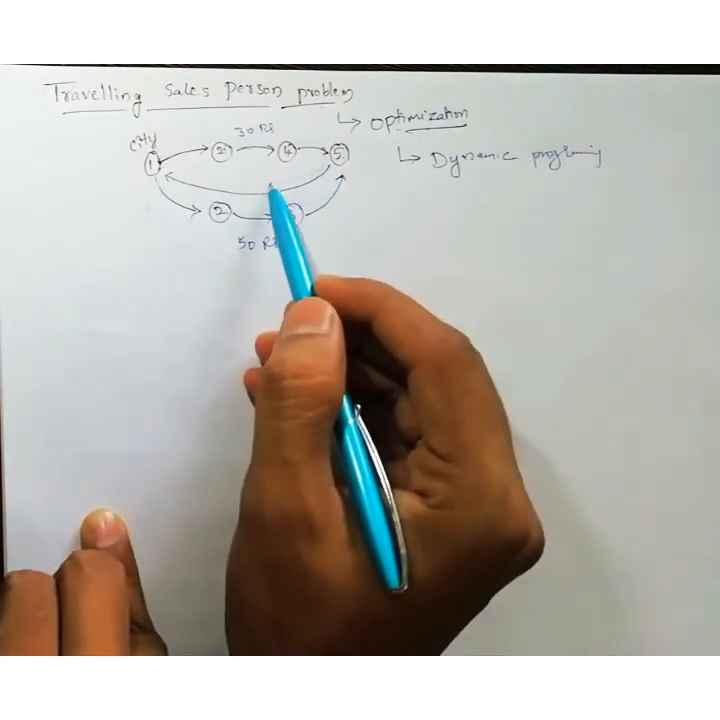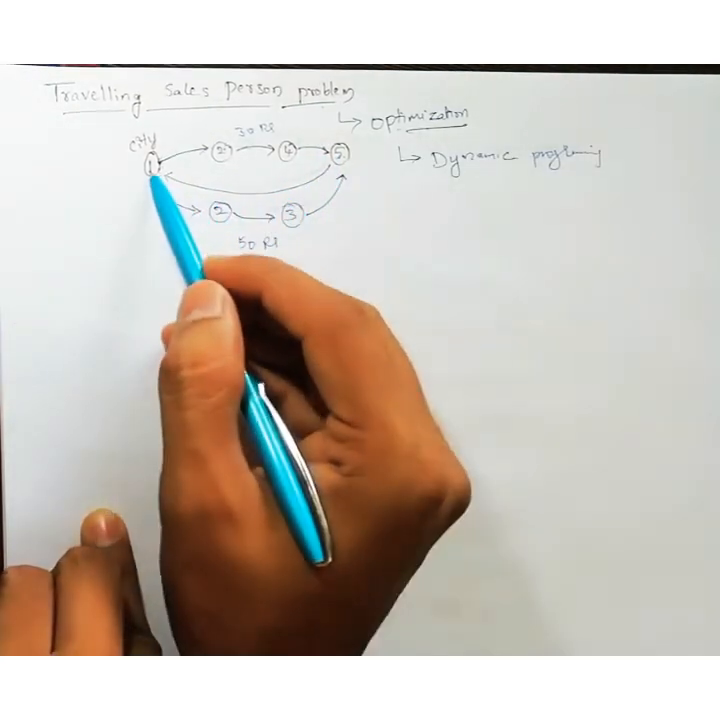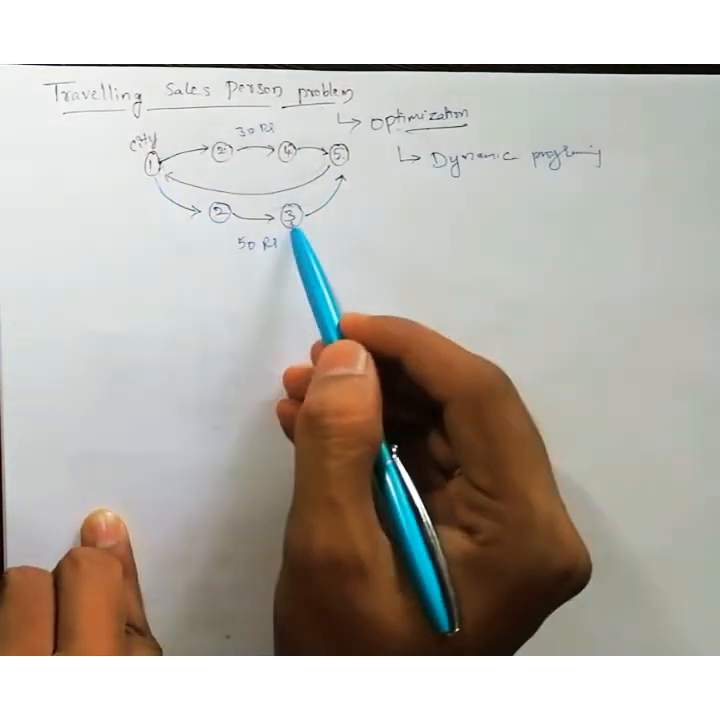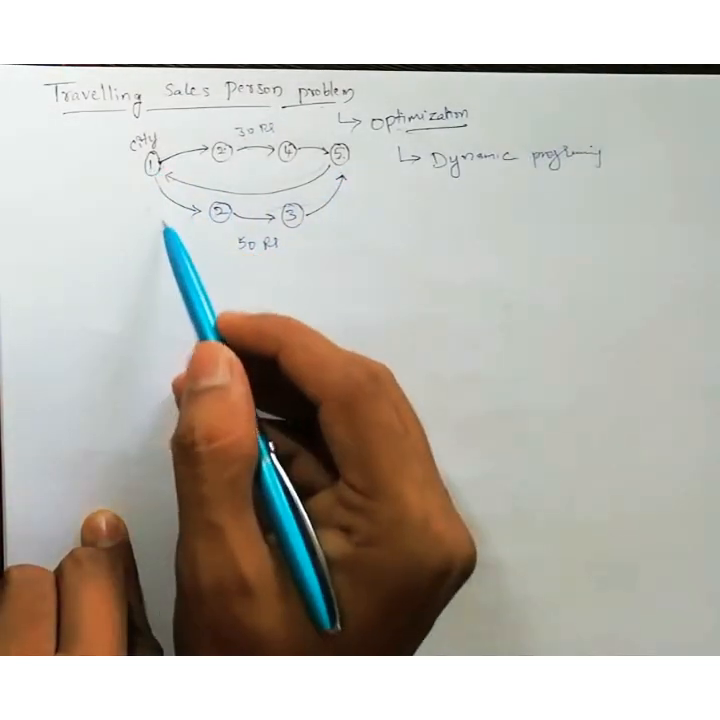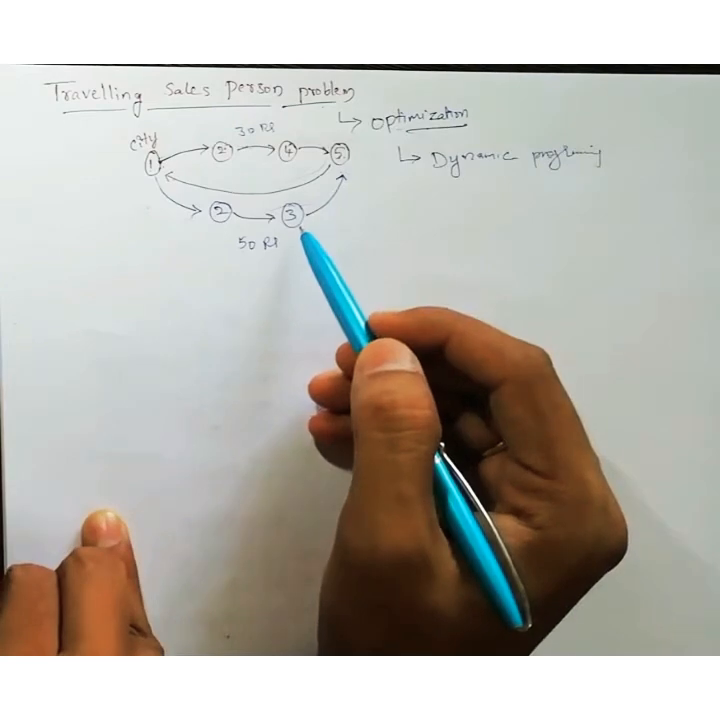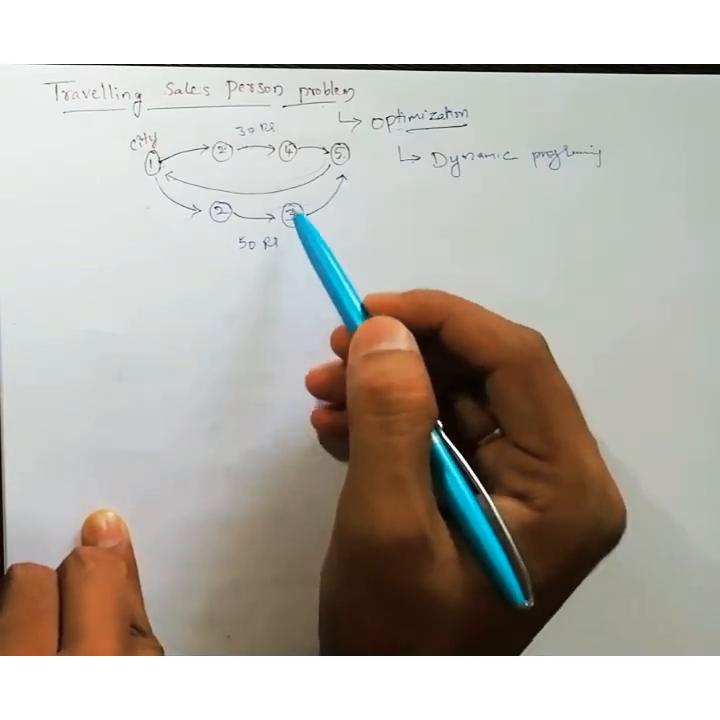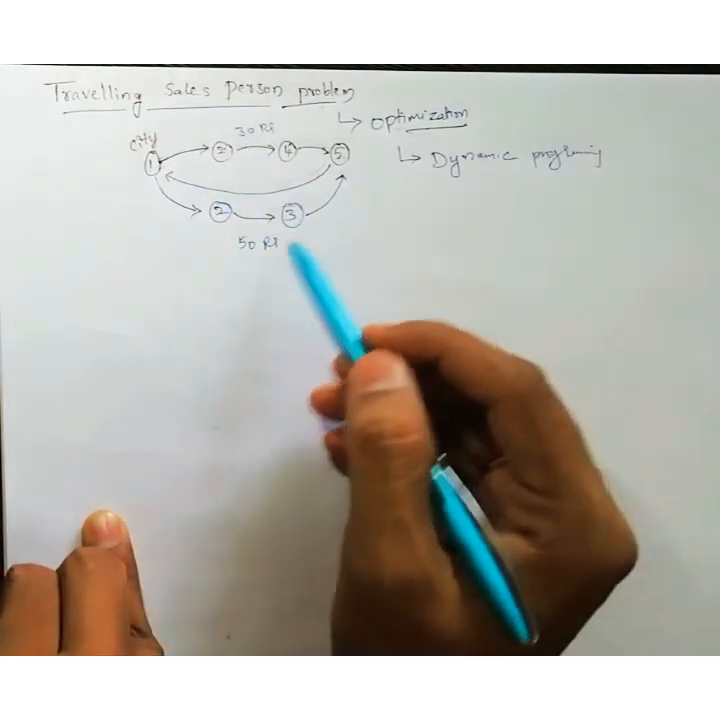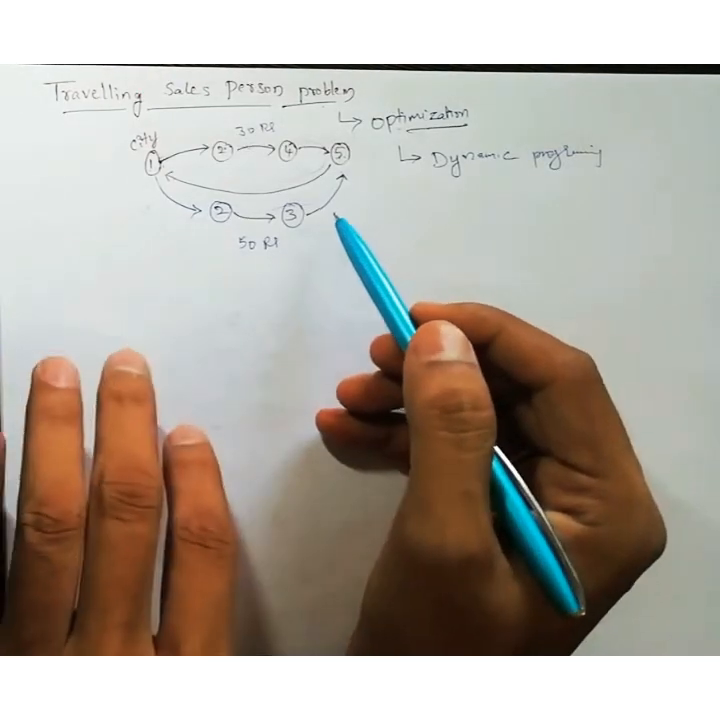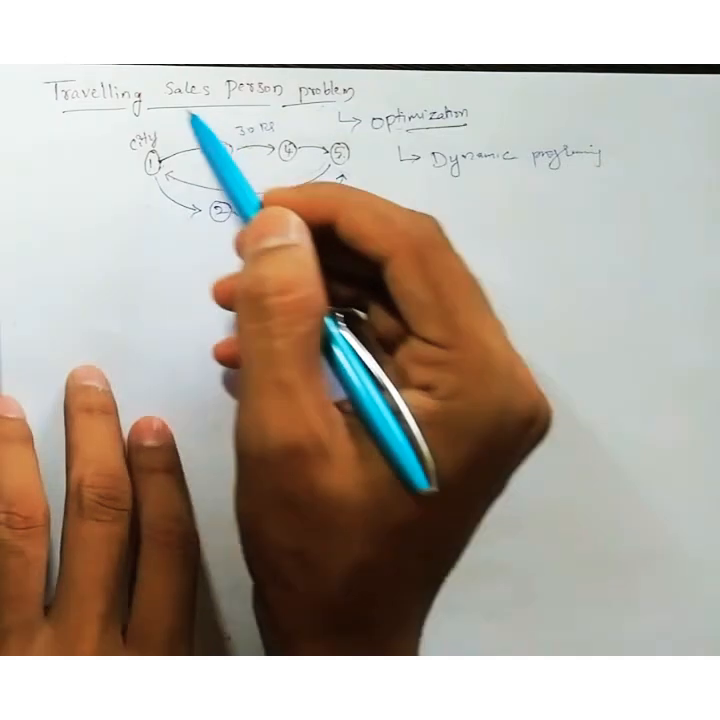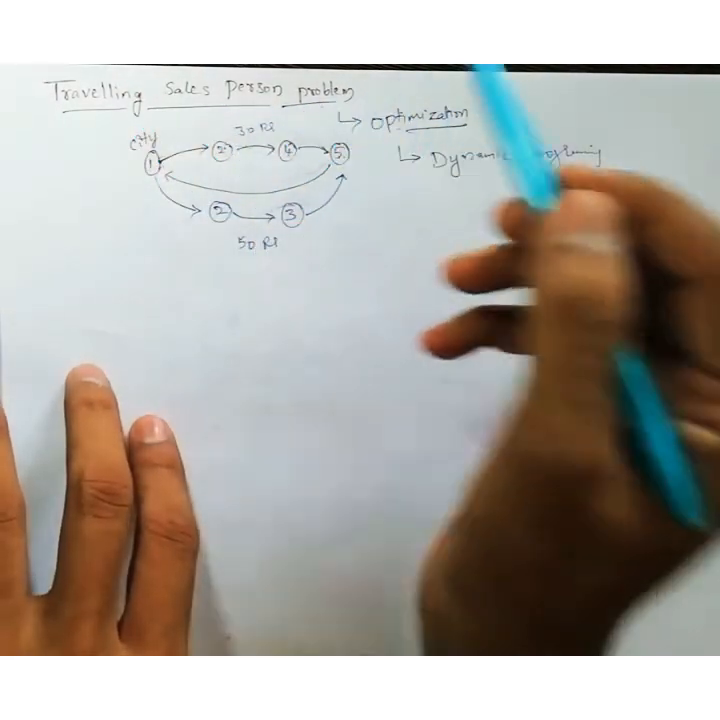So this is one path, and one more path he can take is from city 1 to 2, 2 to 3, 3 to 5, and 5 back to the initial city. So this is another path. But when coming to these two paths, the first path costs 30 rupees, and the second path takes 50 rupees. So we have to find which is the minimum path. Clear? This is nothing but the traveling salesperson problem.